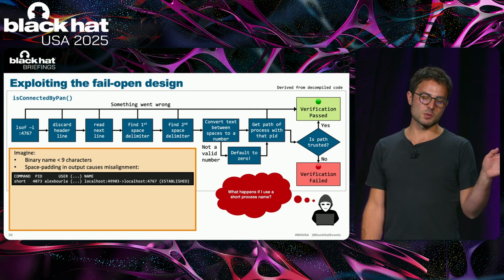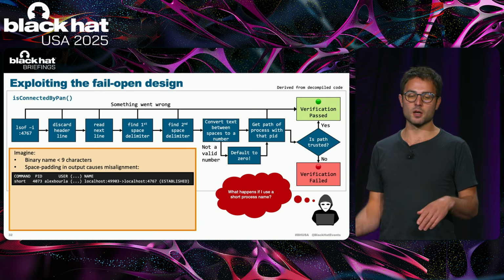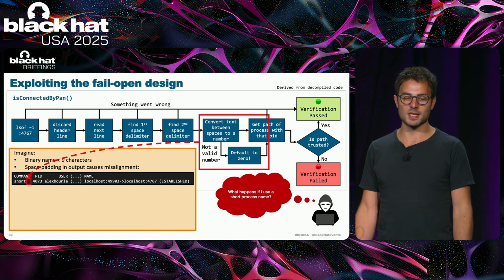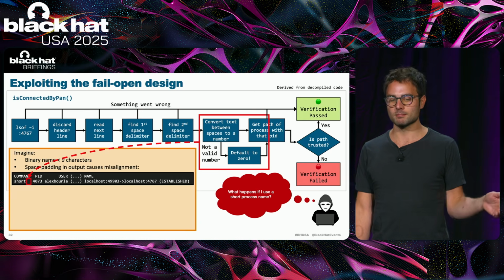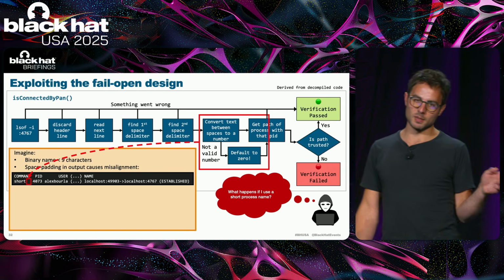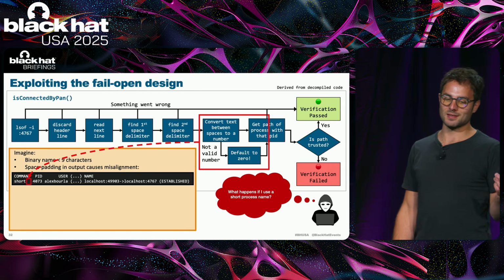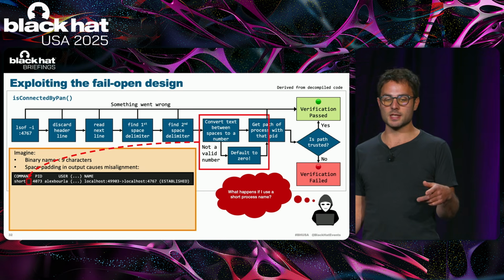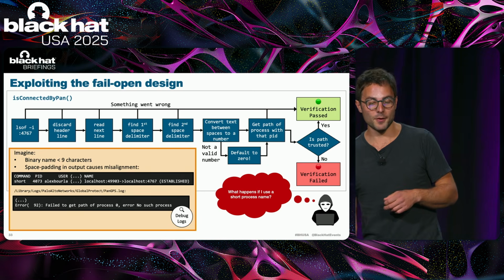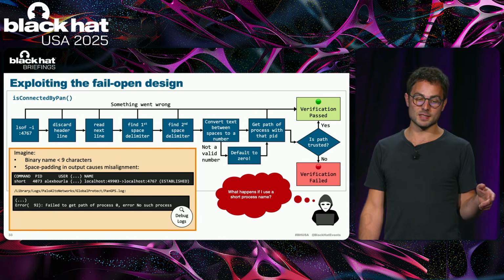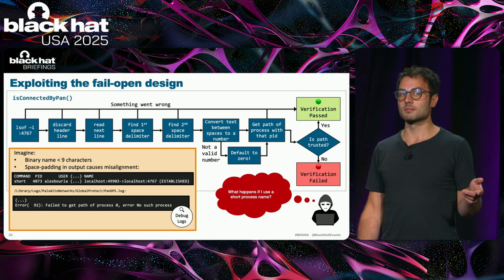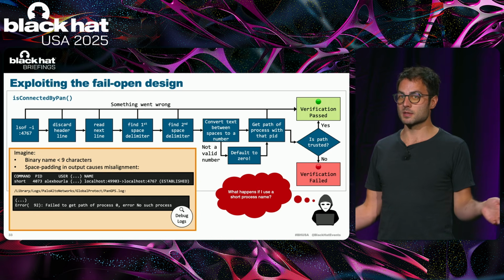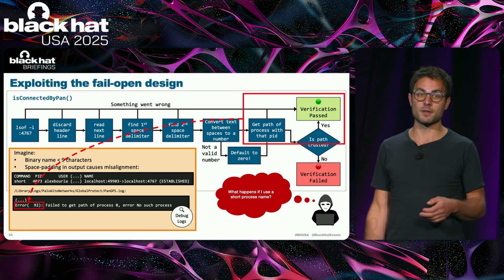What it means is when we follow through all these steps and we try and look at what's between the first 2 space delimiters, there's nothing. Convert nothing to a number, well, that just doesn't work, so it defaults to 0. Get the path of the process 0, that doesn't exist, so that's an error. But it fails open, so errors are good, and the verification passes.